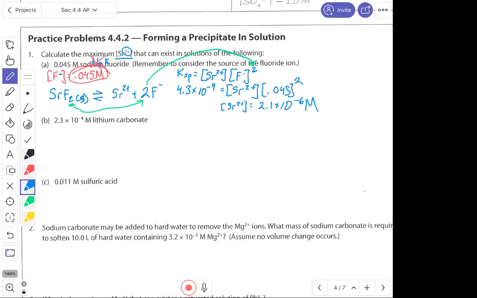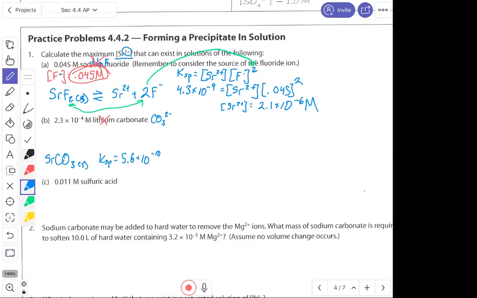For the others, I know that lithium is a spectator. So carbonate, what is the formula for carbonate? CO3, and its charge is 2 minus. So what is the solid that's going to be formed here? SrCO3. I'll go ahead and tell you that the Ksp value for that is 5.6 times 10 to the negative 10th.